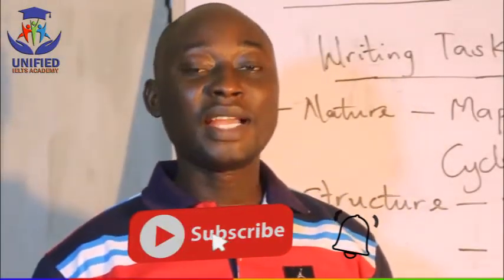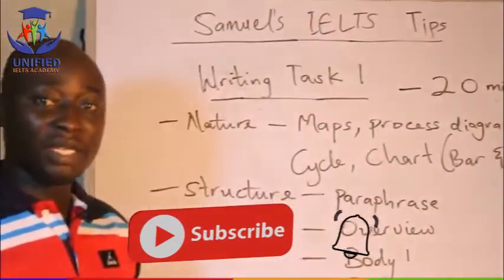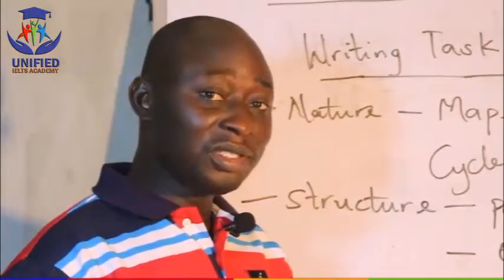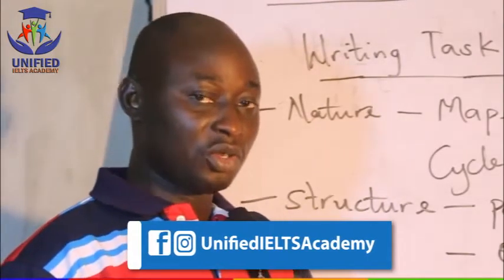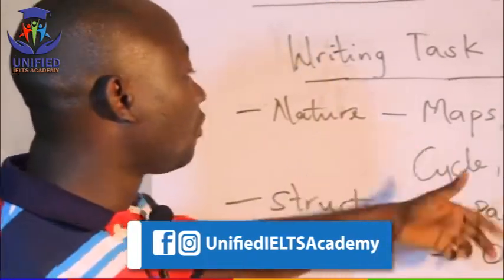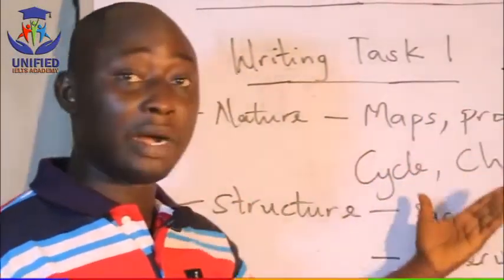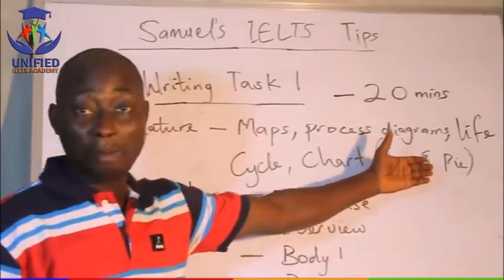Today we're looking at writing task 1. Writing task 1 is going to be a 20-minute exercise in your IELTS test, and I'm going to advise you to tackle the question in 15 minutes so that you have 5 minutes to yourself to go over what you have written. Writing task 1 actually comes in the form of maps, process diagrams, life cycles, or charts. And when I say charts, I mean bar or pie charts.